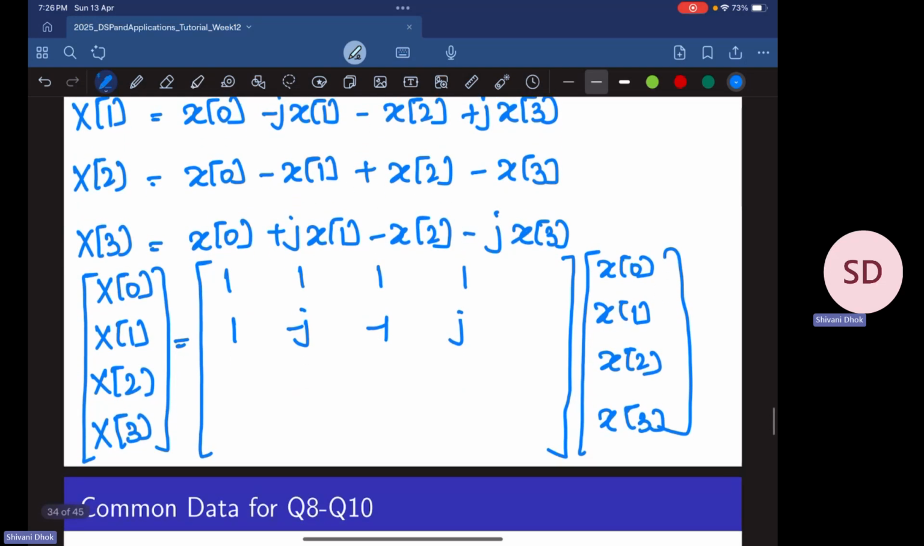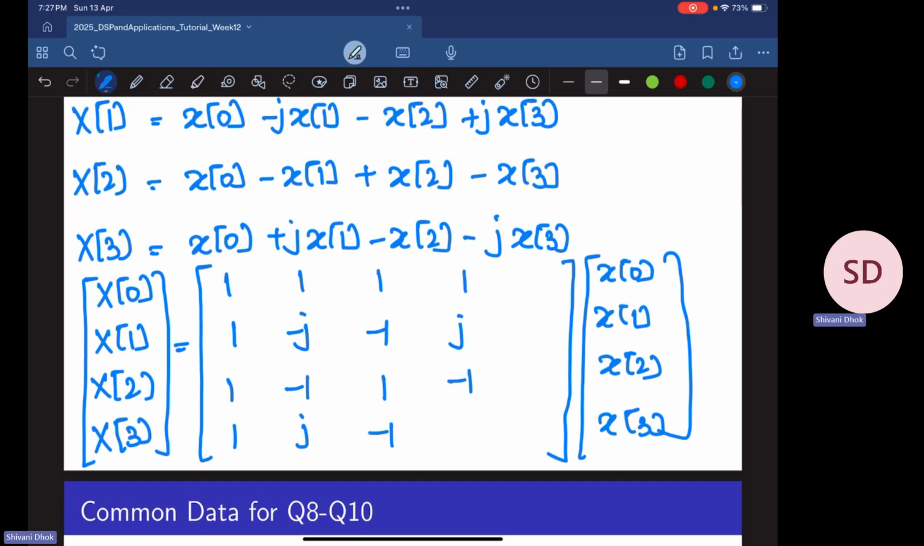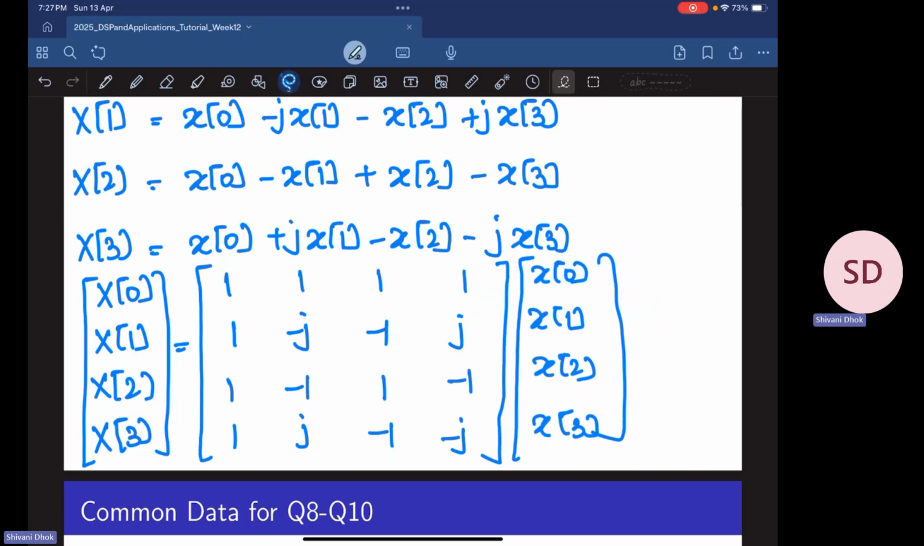Now similarly, for capital X of 2, x of 0 gets multiplied by 1. x of 1 gets multiplied by minus 1. x of 2 gets multiplied by 1. And x of 3 gets multiplied by minus 1. Similarly, x of 0 gets multiplied by 1, x of 1 gets multiplied by j, x of 2 gets multiplied by minus 1, and x of 3 gets multiplied by minus j. Okay, so we have something like this.